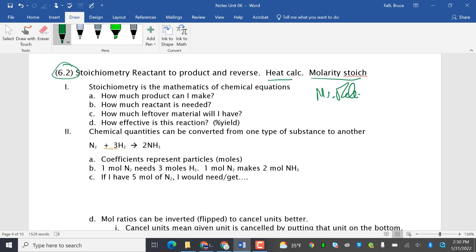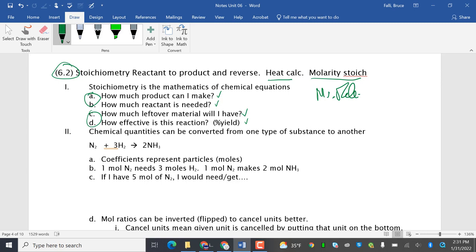Stoichiometry is the mathematics of chemical equations. So it answers these questions. How much product can I make? How much reactant is needed? How much leftover material will I have? How effective is this reaction?